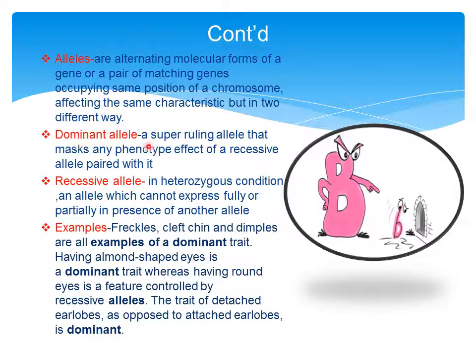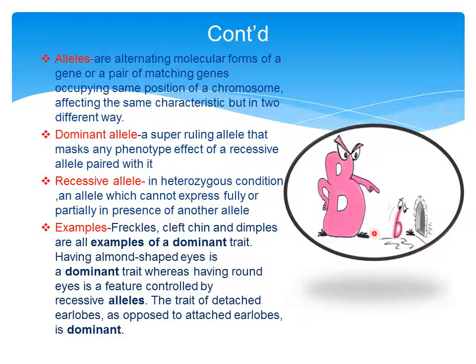So what is a dominant allele? A super ruling allele that masks any phenotypic effect of a recessive allele paired with it. So this is a dominant allele. This big B is a dominant allele. It is masking the phenotypic effect, that is the visible effect, of a recessive allele.